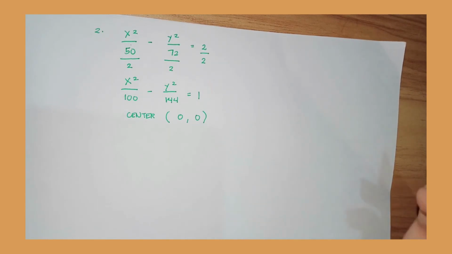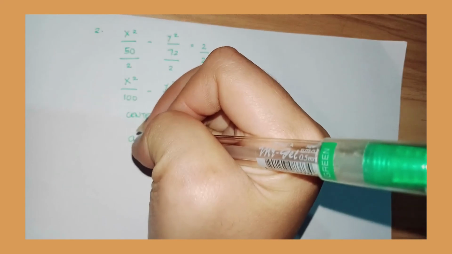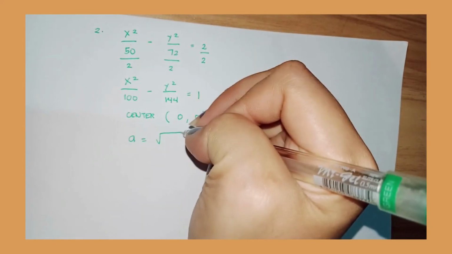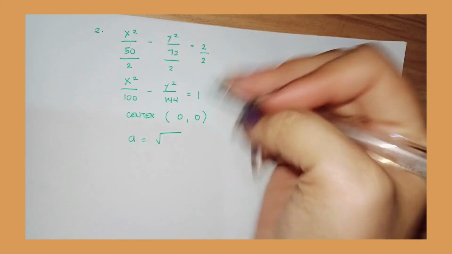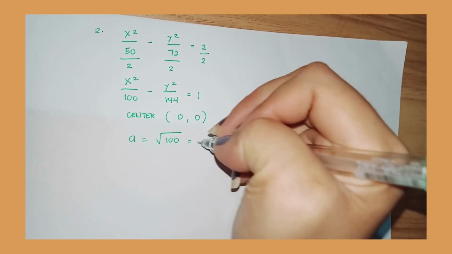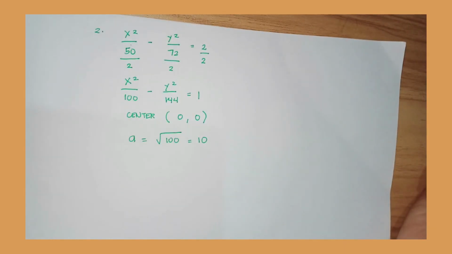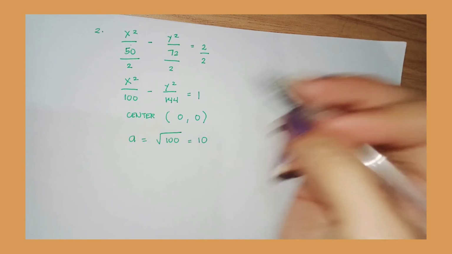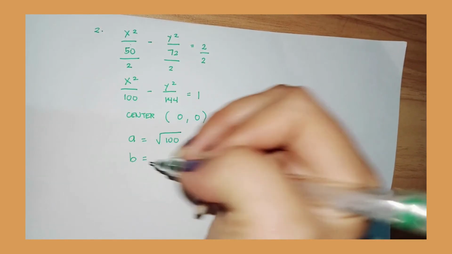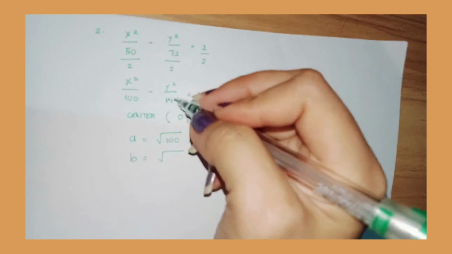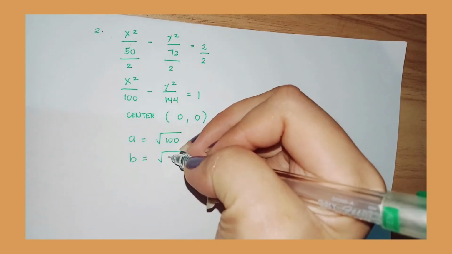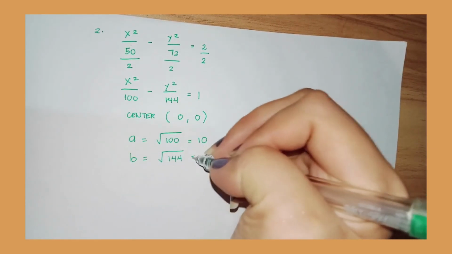Hanapin naman natin yung ating a. Yung a, yun yung square root ng denominator ni x squared. So, square root of 100, that is 10. Meaning, a equals 10. Next, we have b. B naman, square root siya nung denominator ni y squared. So, square root of 144, that is 12.